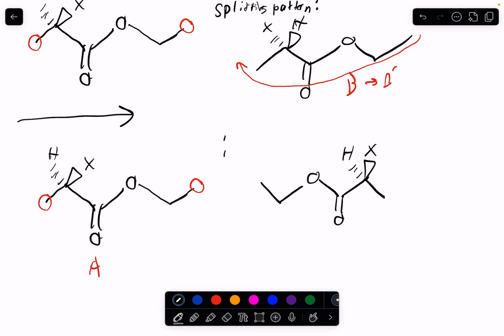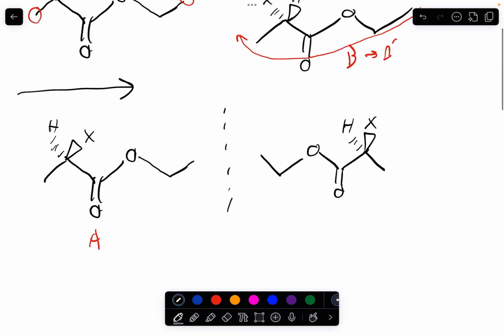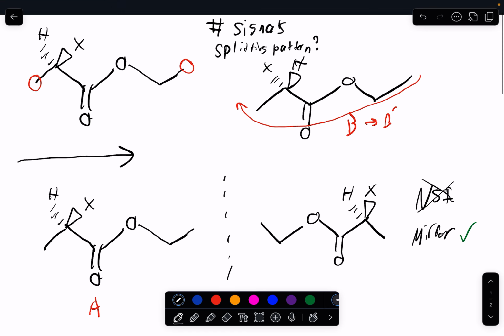Okay, so if we were to put a line down the middle, do these line up? Are they superimposable? They are not superimposable. Are they mirror images? Yes, they are mirror images. Therefore, they are enantiotopic. Therefore, the signals will count the same.